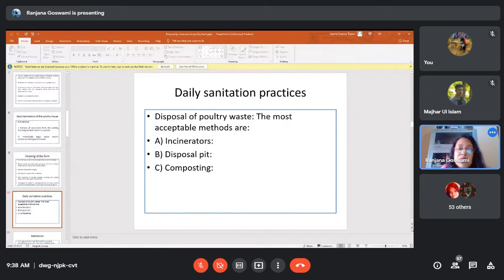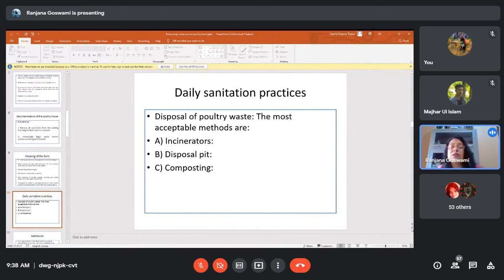With the help of potassium permanganate and formaldehyde, gas will be formed. So I think in the subsequent slide I may be having what is fumigation. So lastly, you have to go for fumigation. Then daily sanitation practices, what are the things that you should go for? The most important one is the disposal of the poultry waste.